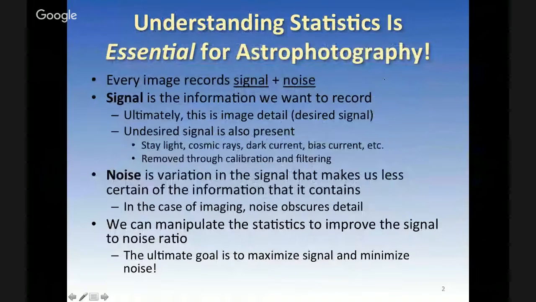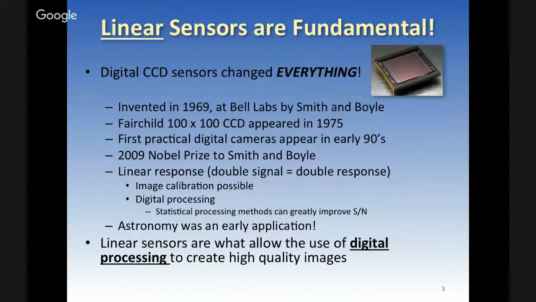Okay, so now we've already talked about this a little bit in terms of signal and noise. And where I am right now is talking about linear sensors. Do you see that slide? Good. So where we are here is talking about linear response. Double signal equals double response. And what these linear sensors allow us to do is image calibration and digital processing, which we all do when we're doing astrophotography.